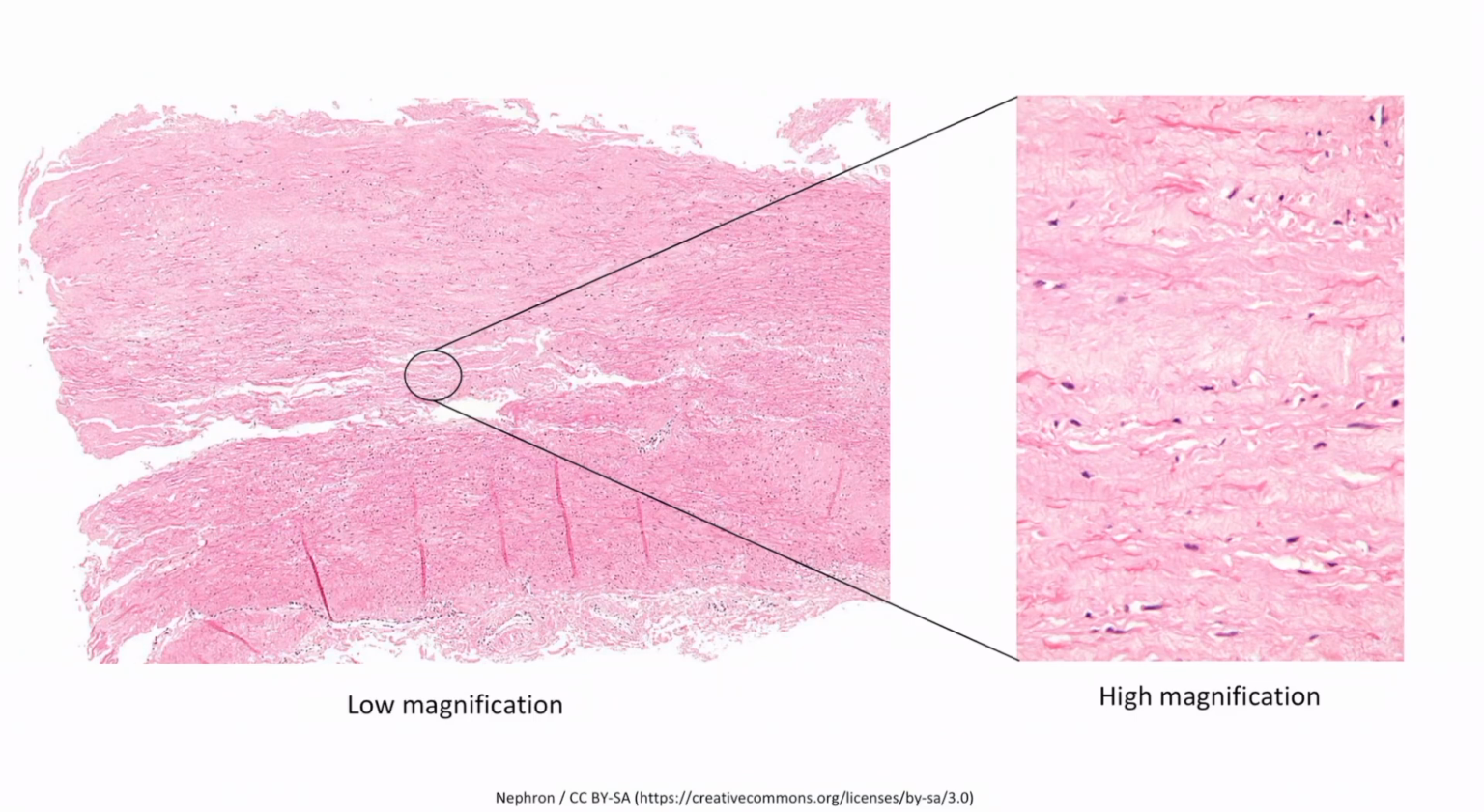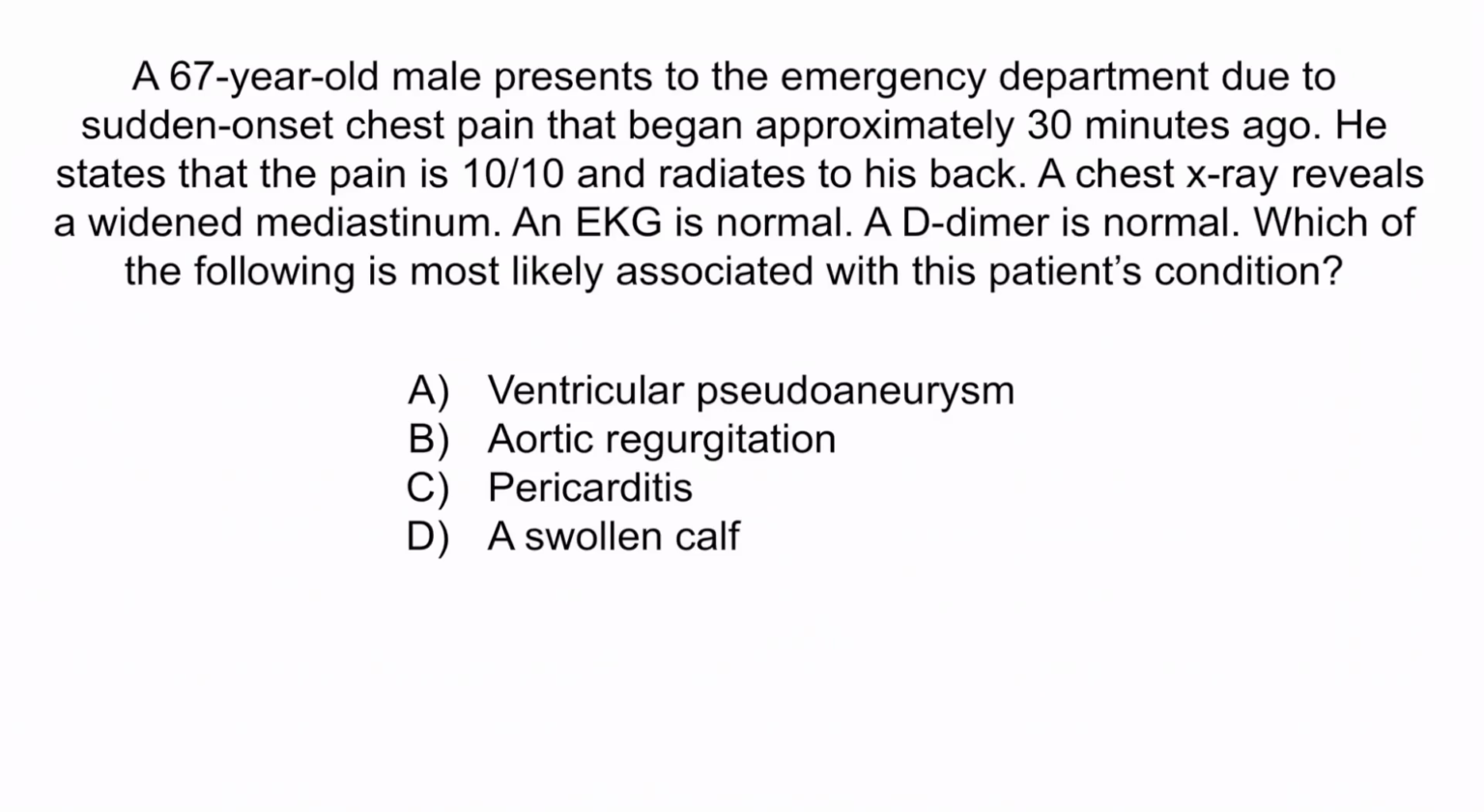All right, now that we've covered the information, let's review with a question. A 67-year-old male presents to the emergency department due to sudden onset chest pain that began approximately 30 minutes ago. He states that the pain is 10 out of 10 and radiates to his back. A chest x-ray reveals a widened mediastinum. An EKG is normal. A D-dimer is normal. Which of the following is most likely associated with this patient's condition?